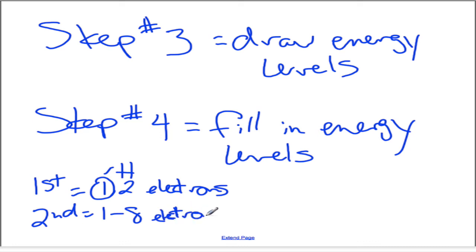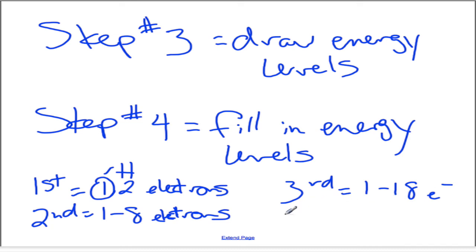Electrons, geez. Third energy level is going to hold 1 to 18 electrons. Now, what I mean by 1 to 18 or 1 to 8 is, depending on how many electrons that atom has, it can hold either 1 or 2 or all the way up to 8, or 1 to 2 all the way up to 18.